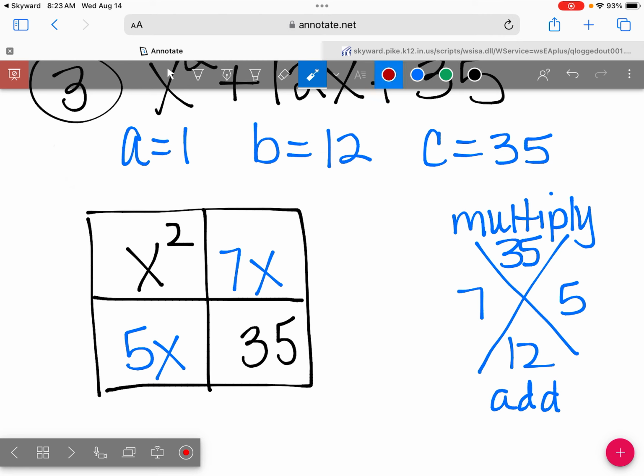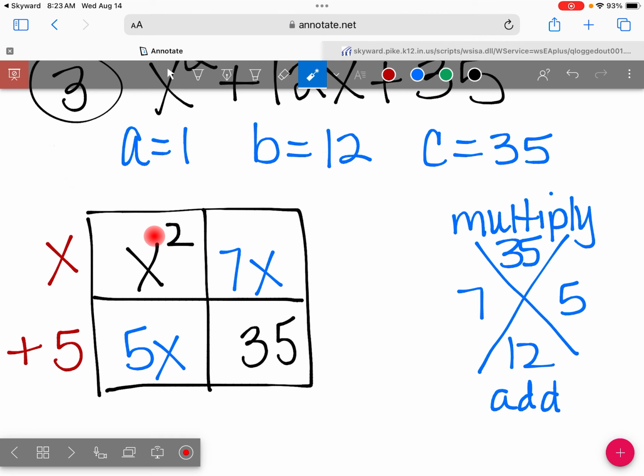Both of these squares have an x that we can take out. This bottom row, the only number that goes into both of these is a 5. 5 can be taken out of 5x, and 5 is also a factor of 35. So we're going to take out a 5. Has to be positive.